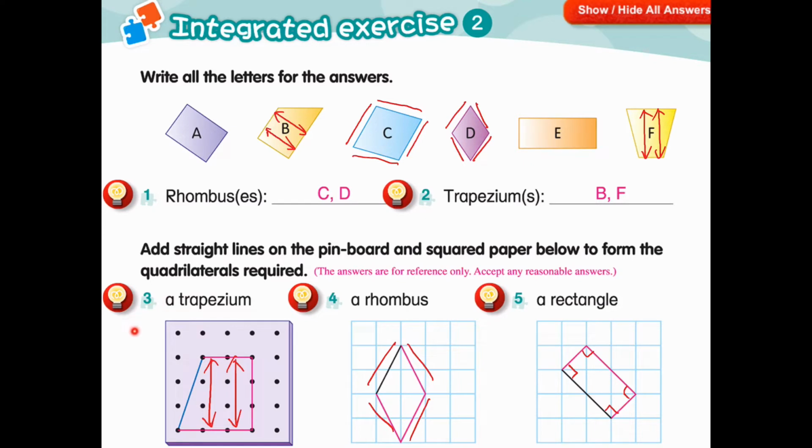And question number 3, are there other ways that you can draw the trapezium? This is one of the ways. Once again, the lengths of this pair of arrows are the same. And then the rhombus, 4 sides are equal with no right angles. And a rectangle, we have 2 equal opposite sides with 4 right angles. So make sure you have these properties.